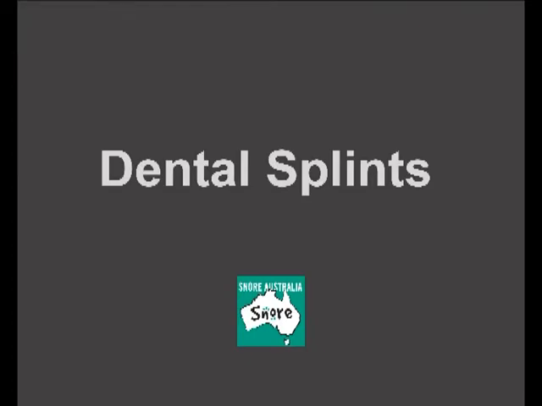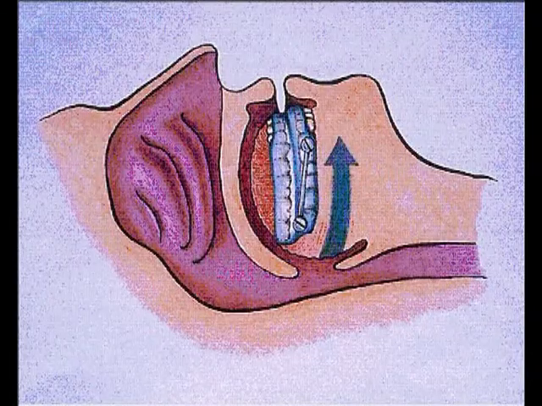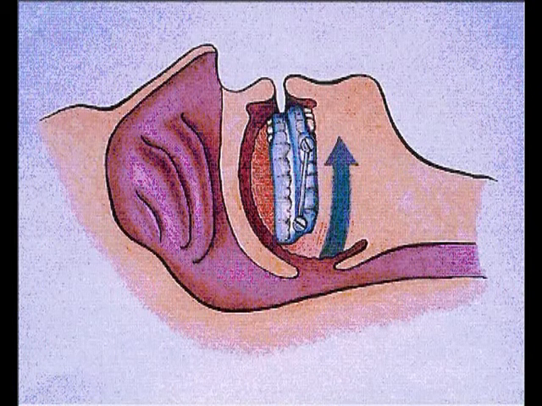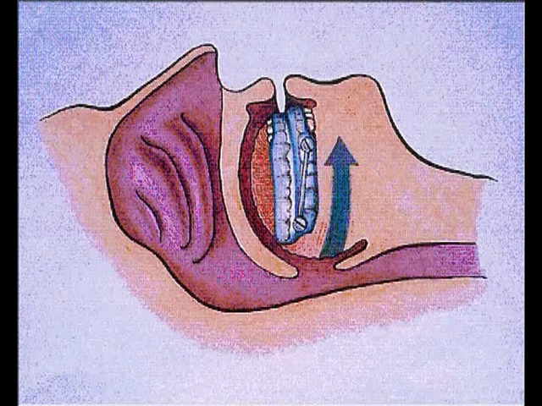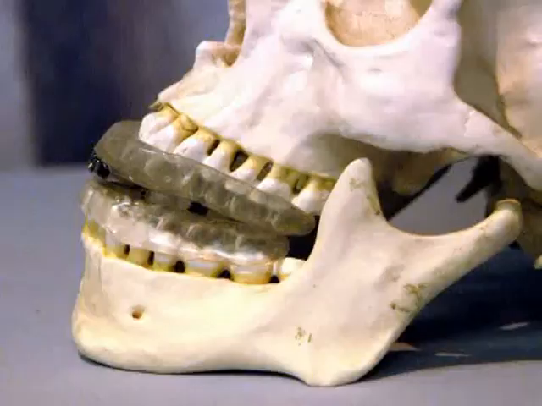There are a lot of dental splints available. They range enormously in price and design, but all of them have the same basic principle. They work on the principle that the tongue is attached to the lower jaw, so if the lower jaw can be pulled forward, it pulls the tongue with it, and that opens the airway.